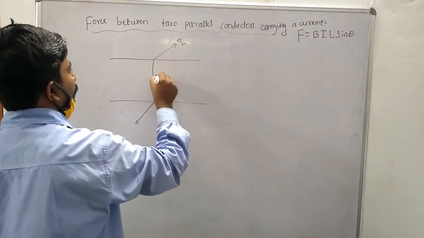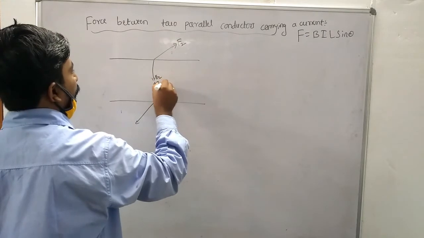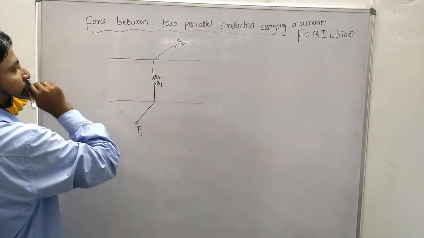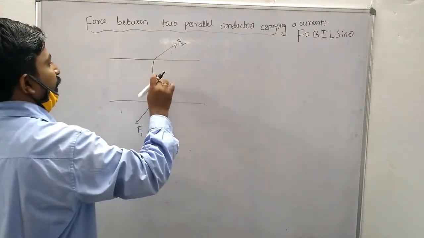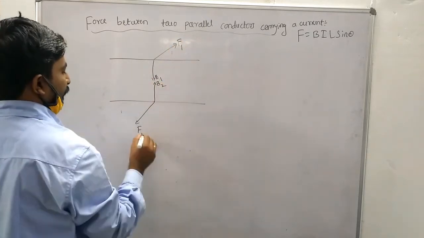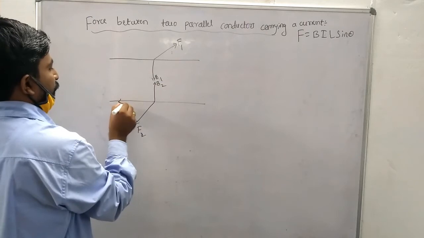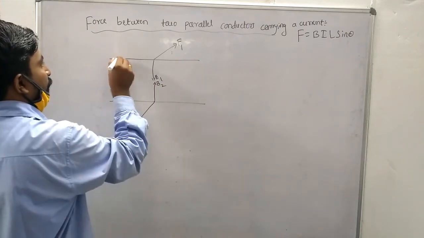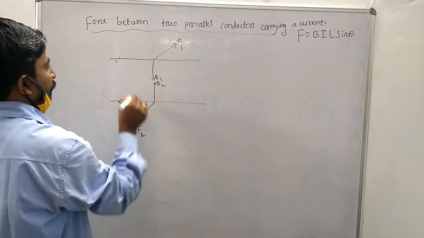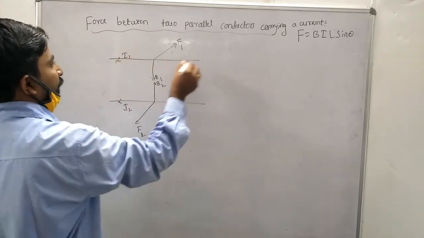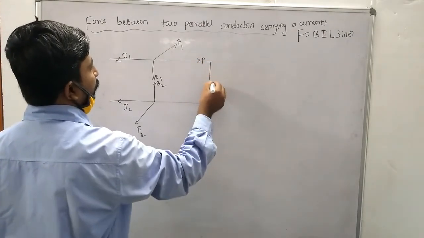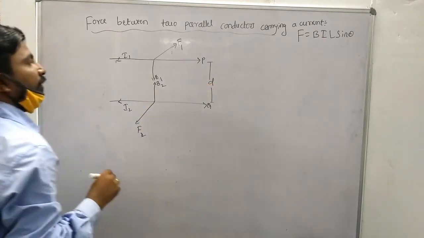F2, B2, B1, then F1. Sorry, so this is B1, F1, B2 and F2. This is Q. So this is current I2, I1, P and Q separated by a small distance D.